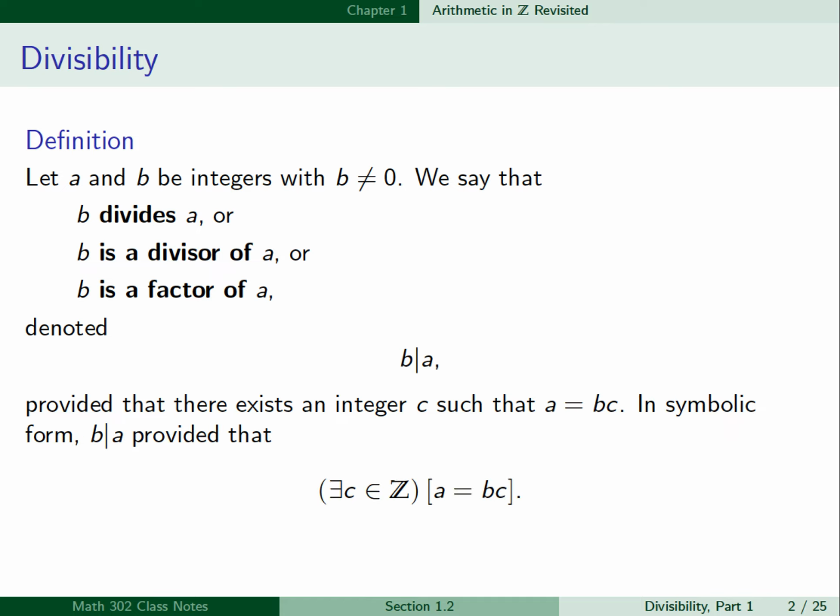In symbolic form, b divides a provided that there exists a c in Z such that a is equal to bc. Keep in mind that when we say b divides a, it really means b divides into a evenly. So b is the divisor, or the factor of a. In the case that b does not divide a, we write b, and then a vertical bar with a little tick mark through it, a.